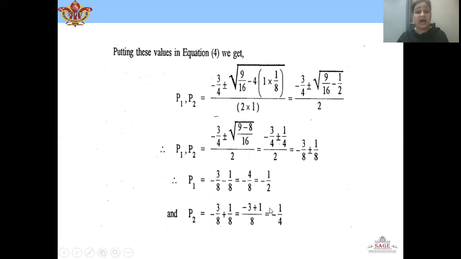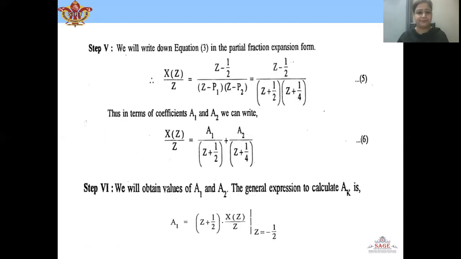the result after calculation. Now, in step 5, we will write down the equation in the partial fraction method because we have already factorized the denominator polynomial. So, it is z plus half into z plus 1 by 4. So, it will be written in terms of partial fraction expansion: a1 upon z plus half plus a2 upon z plus 1 by 4.